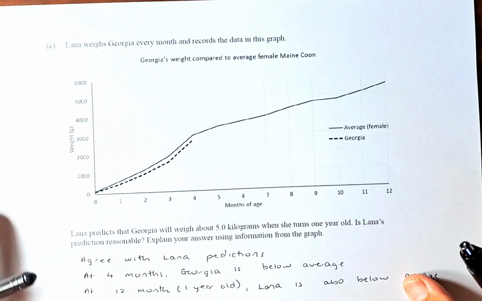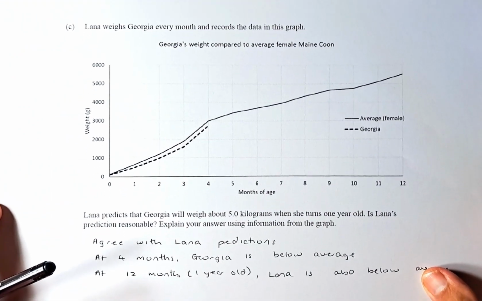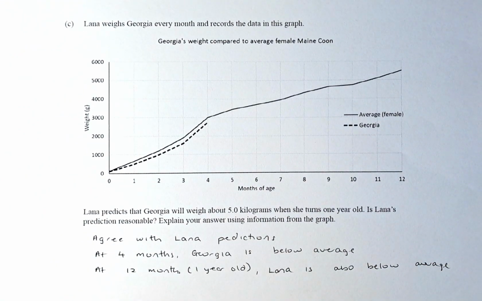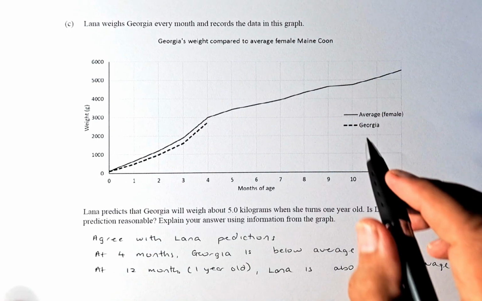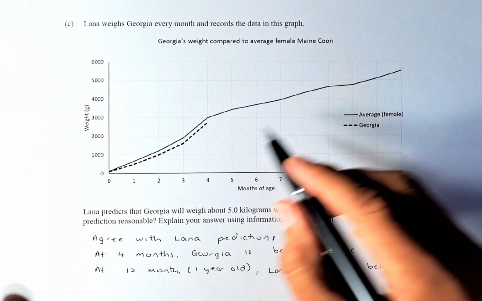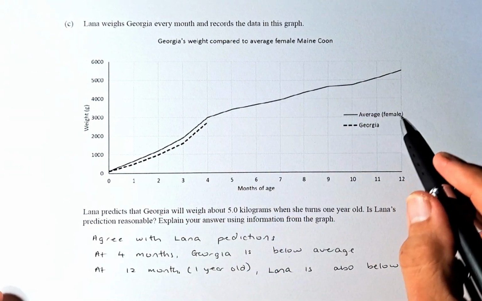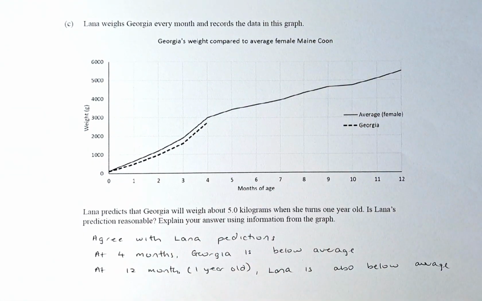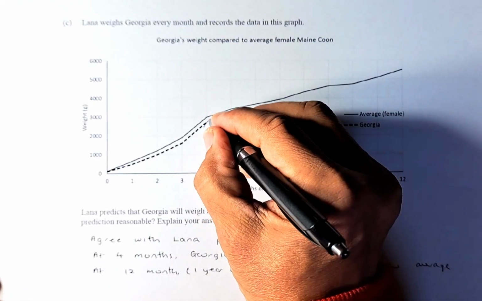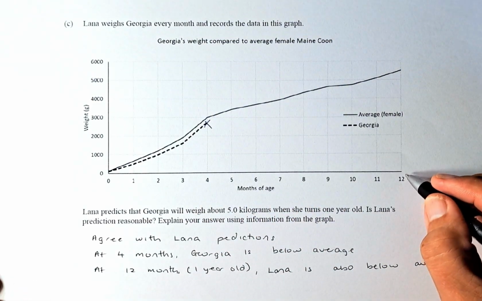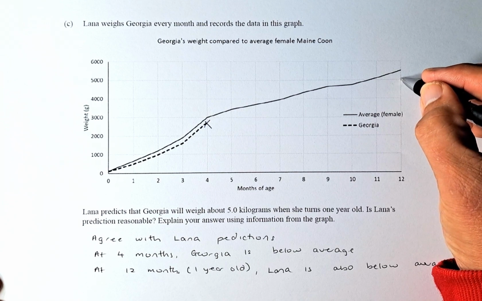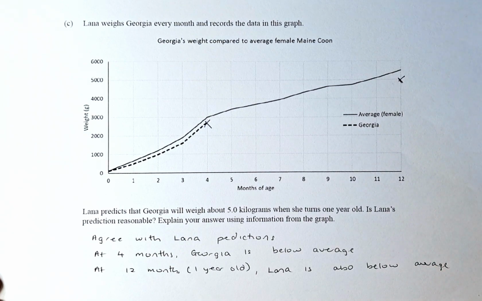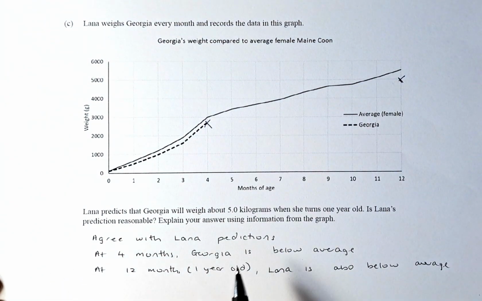Great. Now we're going to look at the last question, which is option number three. We shall read the question together. Lana, the owner, weighs Georgia every month and records the data on the graph. The top line is the average female and the dotted line is Georgia's weight. At 4 months, Georgia is below average. At 12 months, it will be around here, 5 kg. Georgia will be there. So we agree with Lana's prediction.